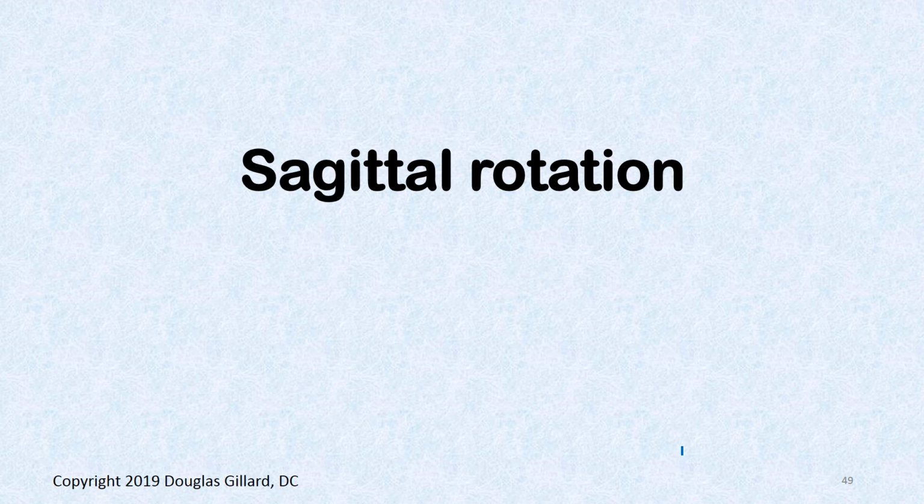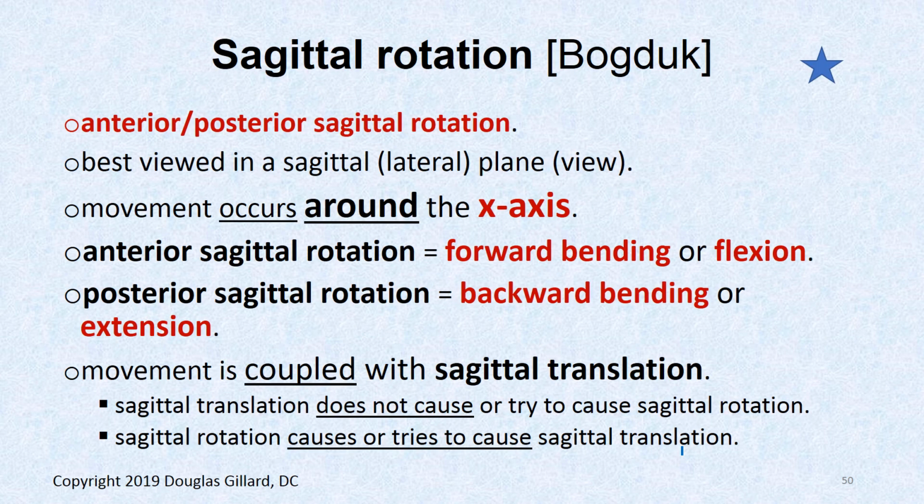Sagittal rotation. So now we go back to the plane. We already know this is the one that was coupled, right? So there's an anterior and posterior sagittal, not translation. That was the slide. This is a twisting rotation. What does that mean? This is bending forward at the waist and bending backward at the waist. So this movement is going to occur around the x-axis. An anterior sagittal rotation is forward bending. Posterior sagittal rotation is backwards bending or extension.